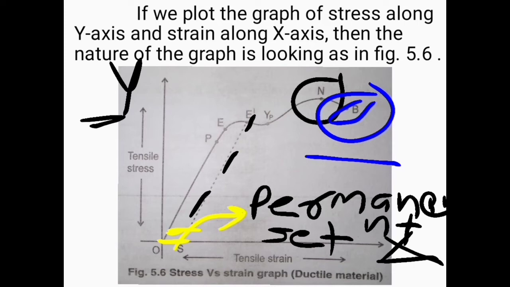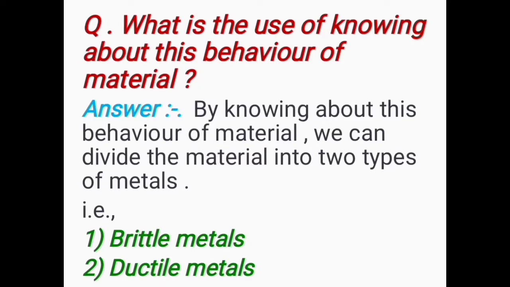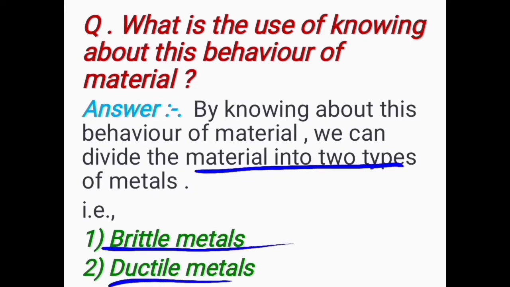Now I will ask you one question. What is the use by knowing the behavior of this method? What is importance of this method? Why we are studying this method? I will explain you little bit. What is the use of knowing about the behavior of a metal wire under the increasing load? Then you should write this answer. By knowing this method, we are going to measure the elongation created in the wire, and we are knowing about the types of metals or types of material like brittle metals and ductile metals.